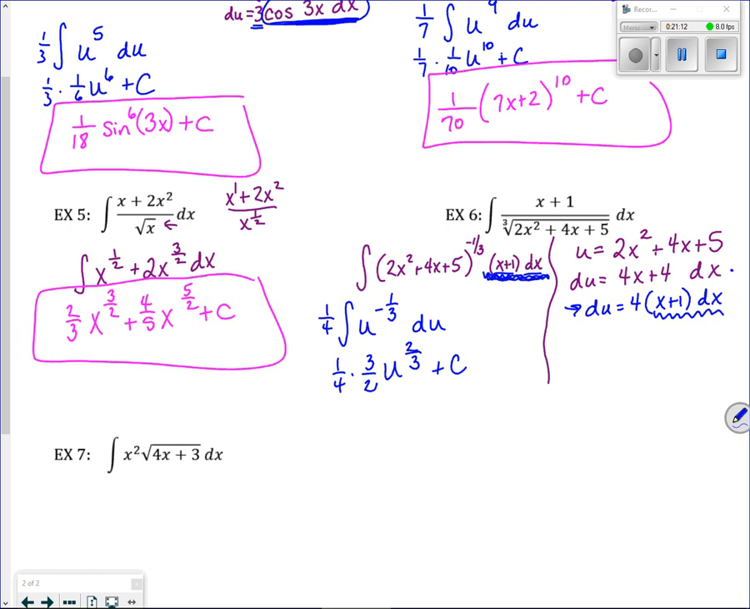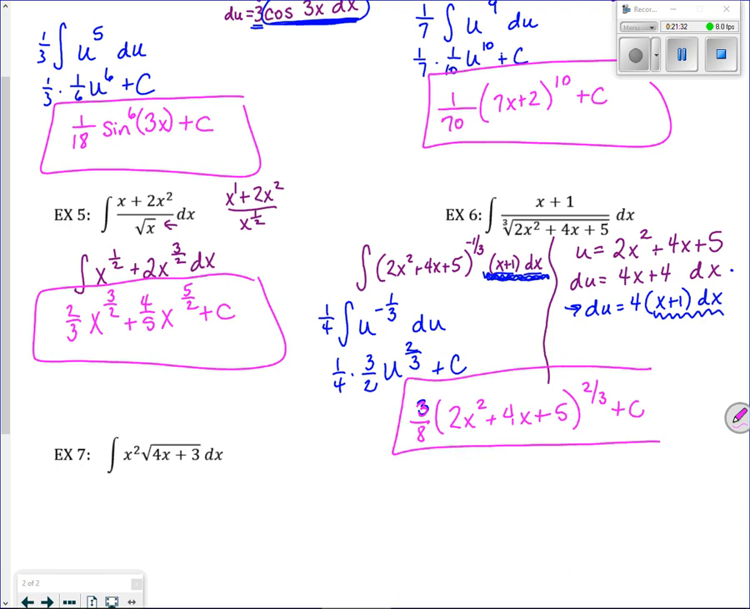Now substitute back. Again, that's 3 over 8. I want that to be in pink. 3 over 8. My u was that long old thing, plus 5 to the 2/3 plus c. Boom shakalaka, you are done. Okay?